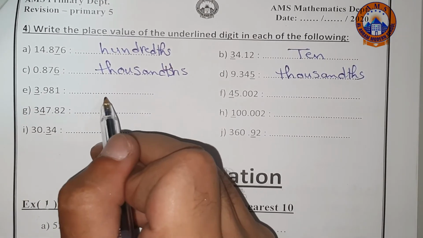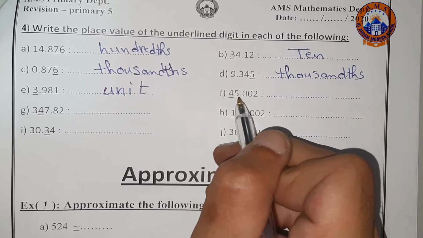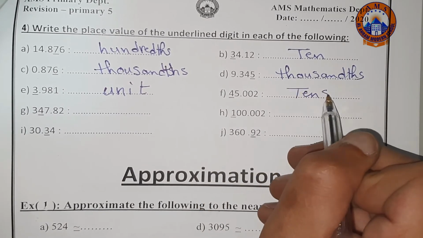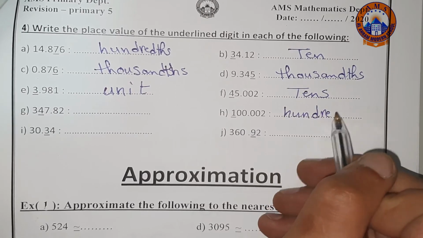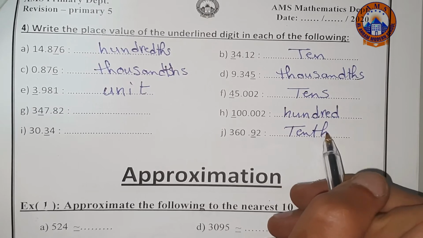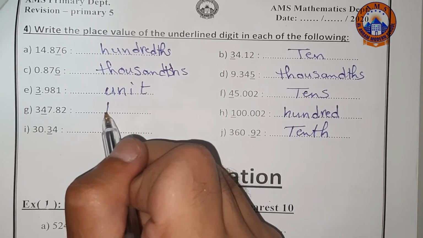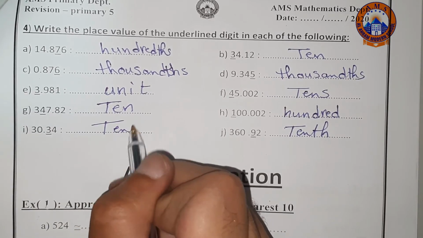The place value of 3, it's before the point, so it is the unit. The place value of 4 is tenths. The place value of 1 is 100. The place value of 2 is tenths. The place value of 4 is 10. The place value of 3 is tenths.